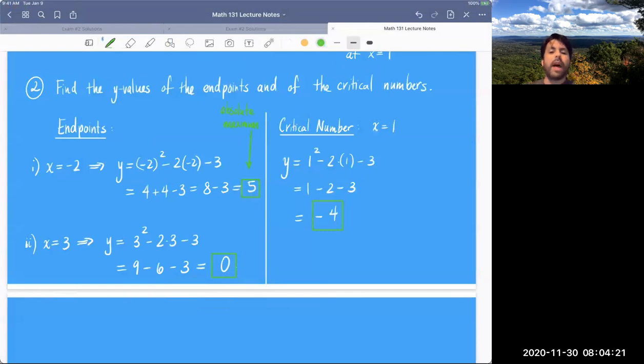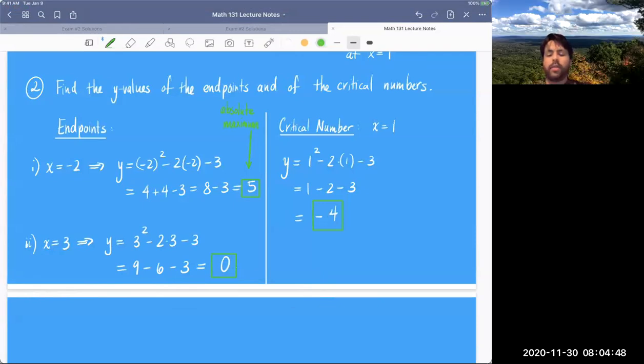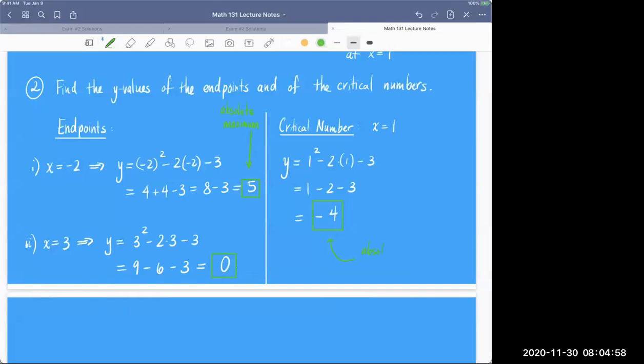And then what's my absolute minimum? What's my absolute minimum, guys? 0. No. Well, look at all the boxed numbers in the green. What's the smallest? -4. Negative 4. So because of that, it will be called our absolute minimum.